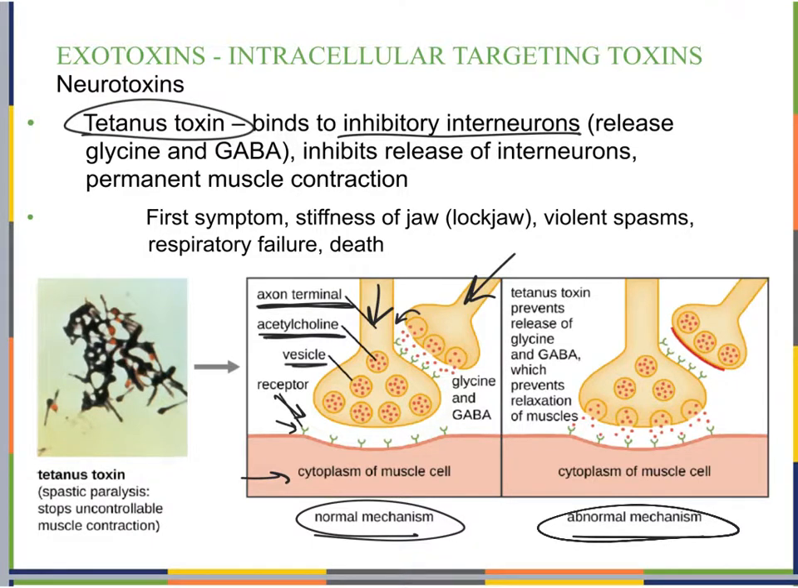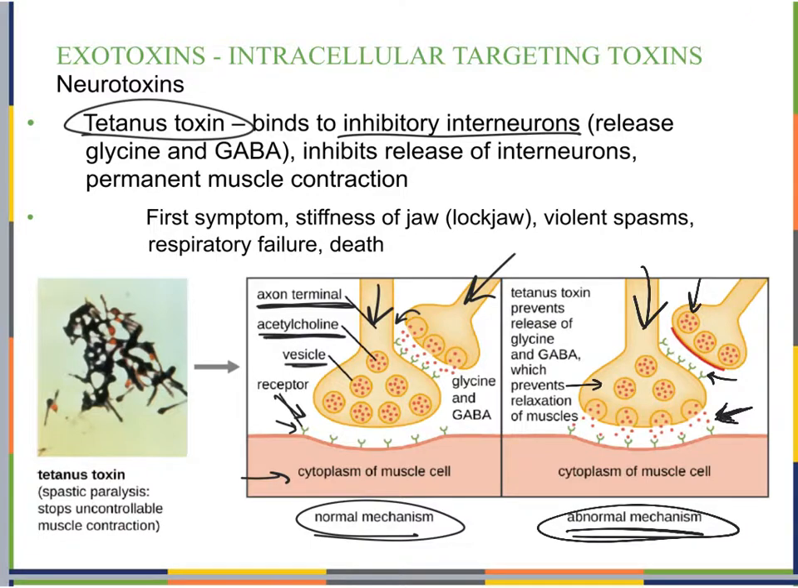So in the case of our tetanus toxin, this is when we have our abnormal mechanism. The tetanus toxin is going to prevent the release of the glycine and GABA over here, so it's no longer going to go into the junction here, attaching to the receptors to tell the original neuron, the excitatory neuron, not to release this acetylcholine into the neuromuscular junction. So then what happens is that this original excitable neuron is never going to be shut off. So it's going to be constantly releasing acetylcholine into that neuromuscular junction.